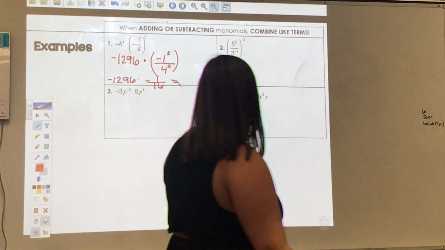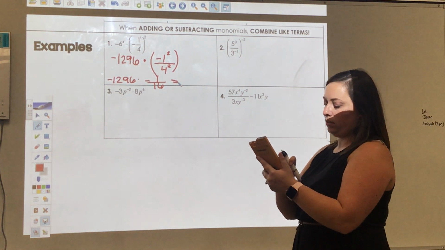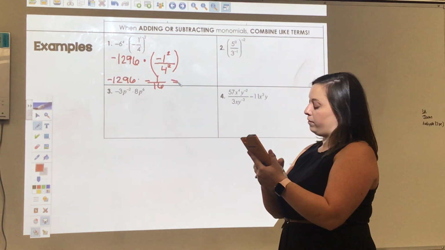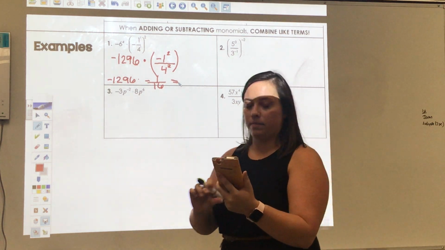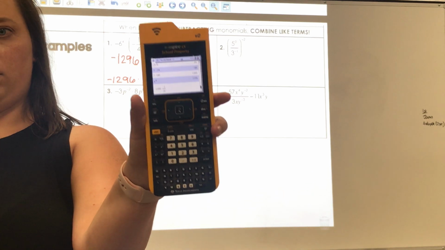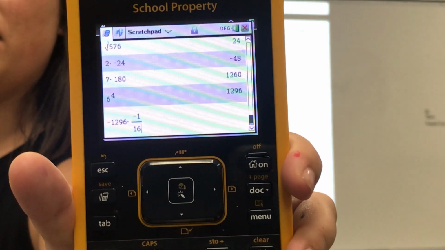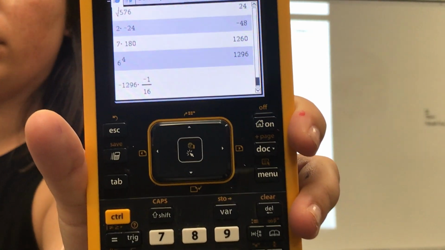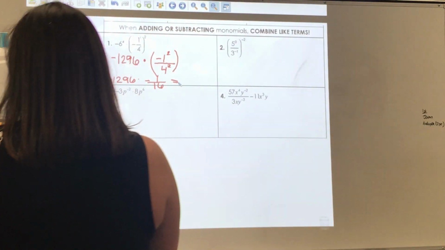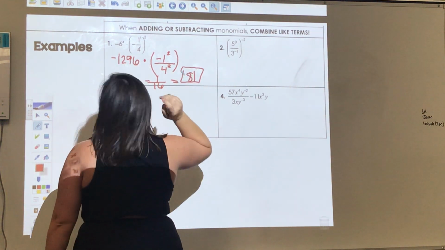Once again, you can use your calculator. So negative 1,296 times negative 1 over 16. Is this good? Okay, so it would look like this on a calculator. Hit enter and you get 81. That will be your answer here.